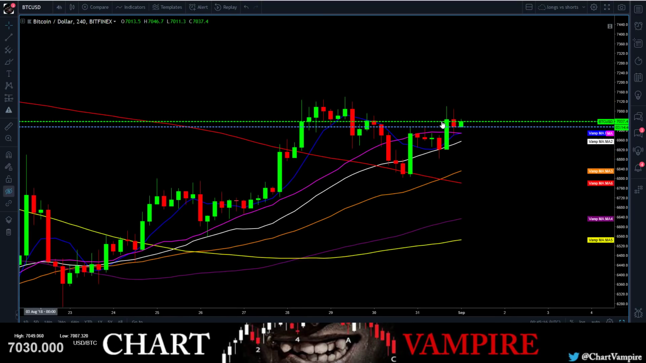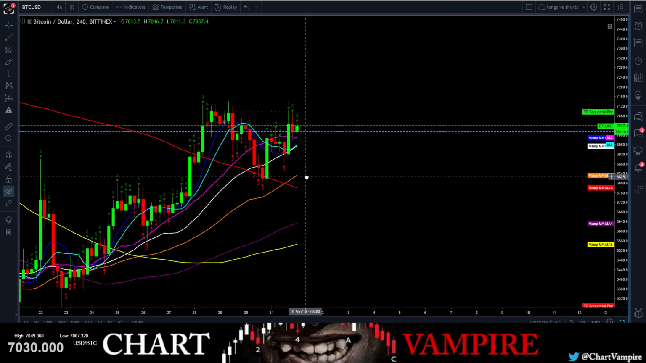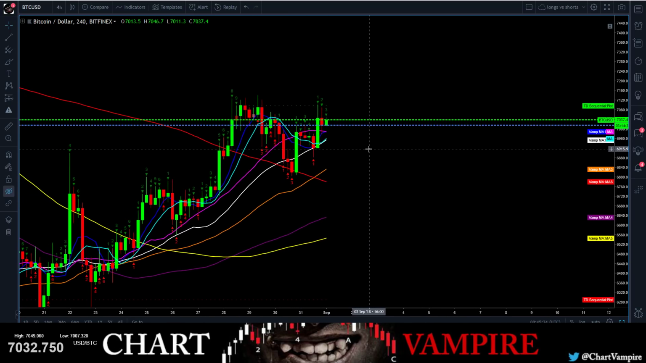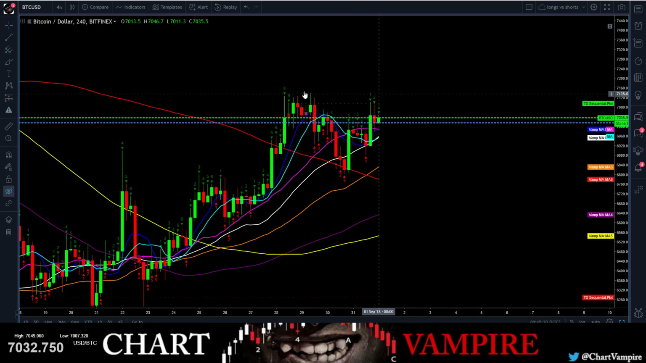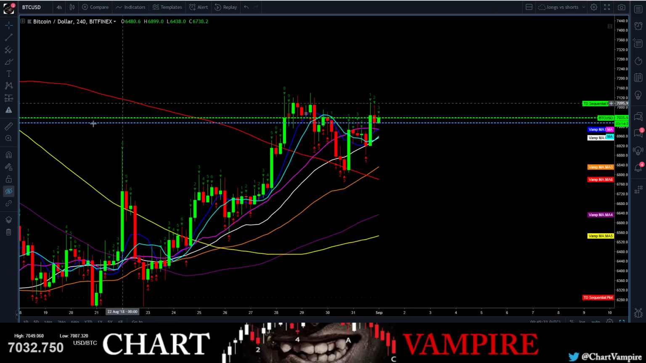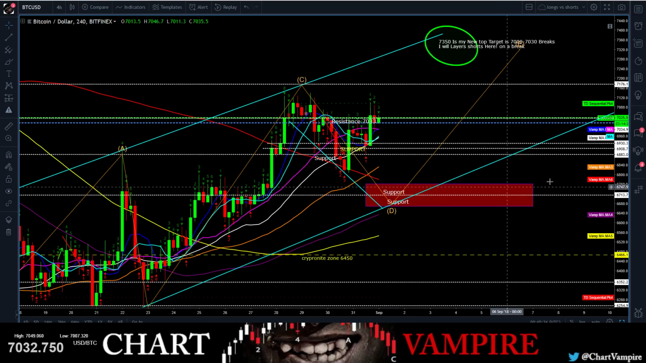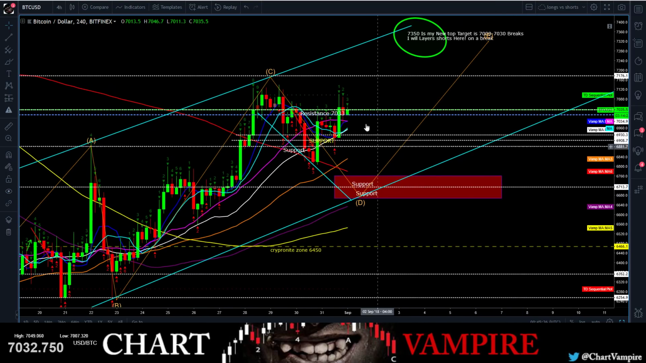4 hour. Nothing. Bearish candle. The 4 hour just printed off a bearish engulfing candle. Okay, let's pull this back over. I'm torn right here. I'm 50-50.